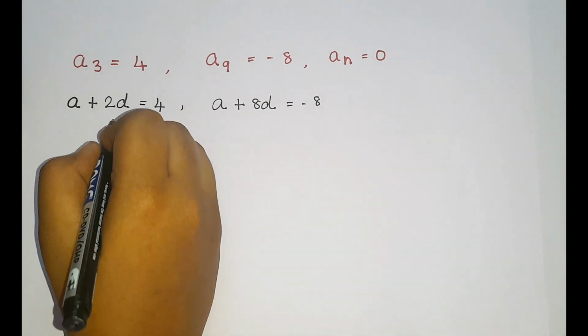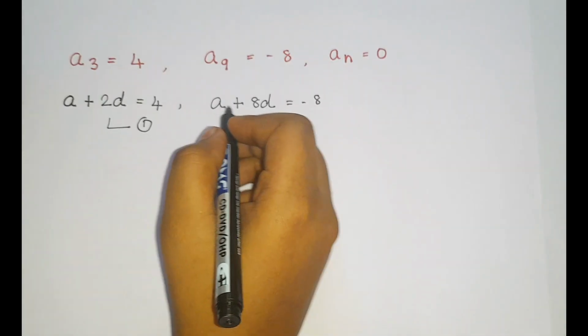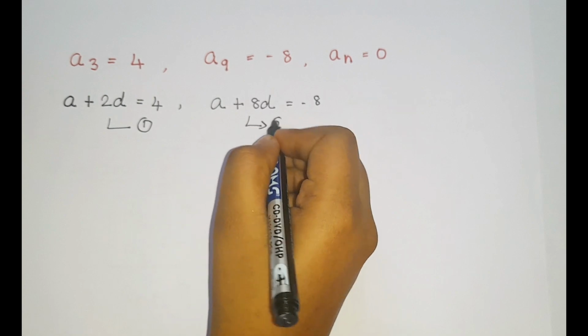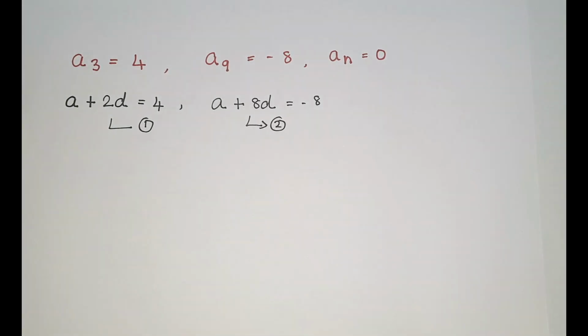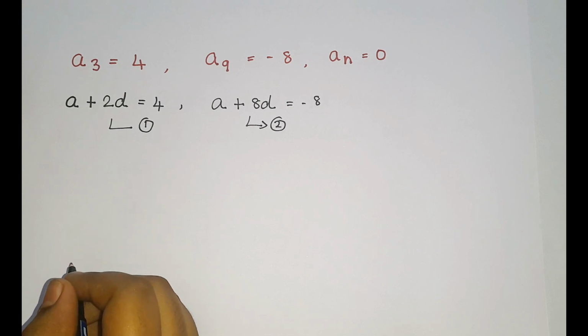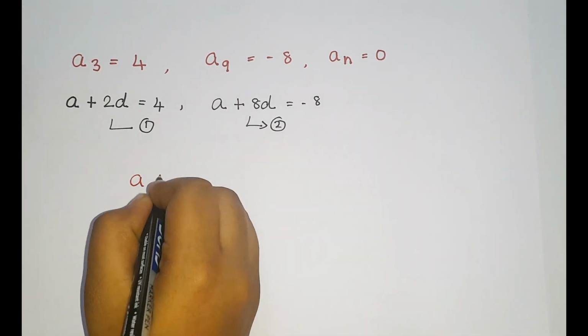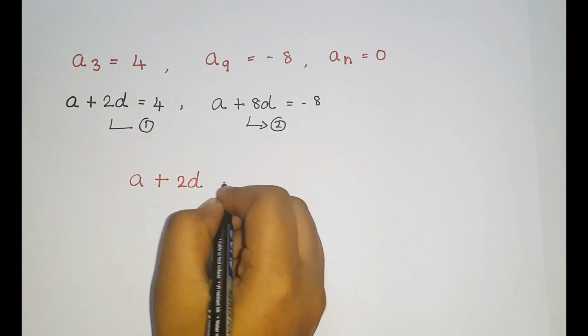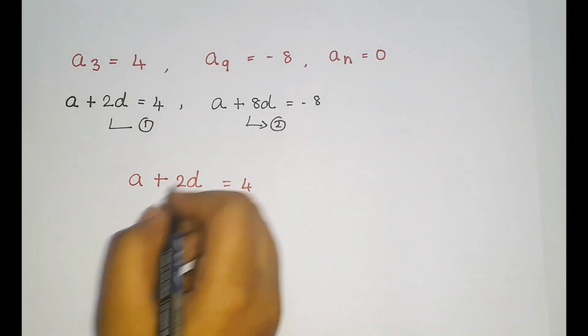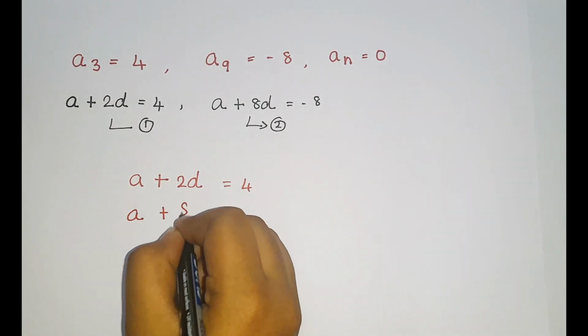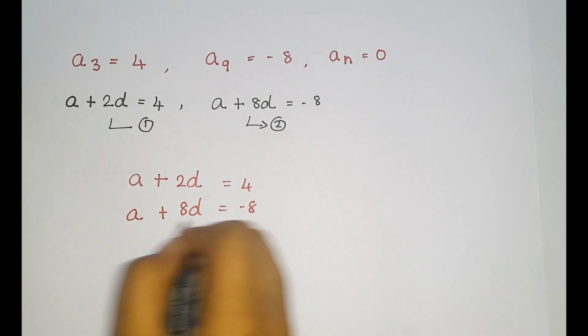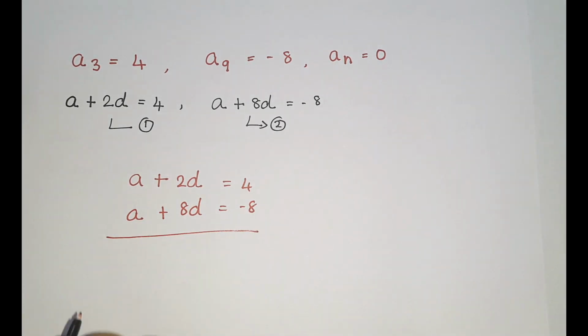Now I am going to take this as equation number 1 and this as equation number 2. We are going to solve it by the elimination method. So let us write a plus 2d is equal to 4, and the second equation is a plus 8d is equal to minus 8. I am going to solve it by the elimination method.